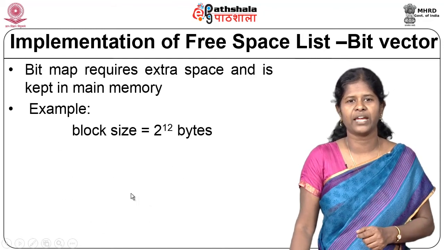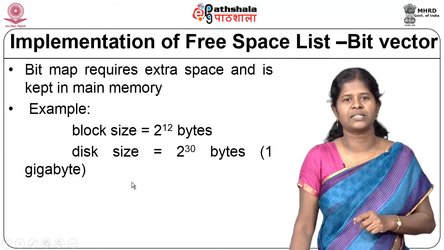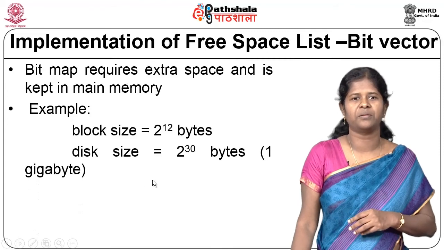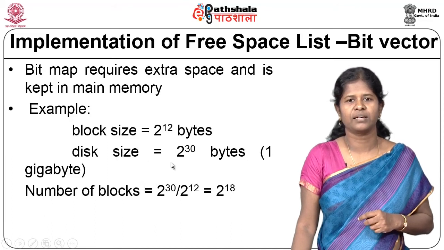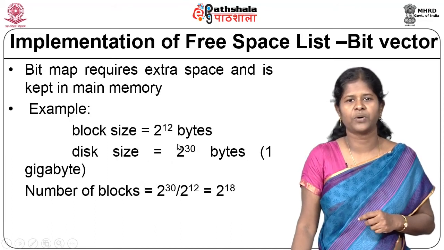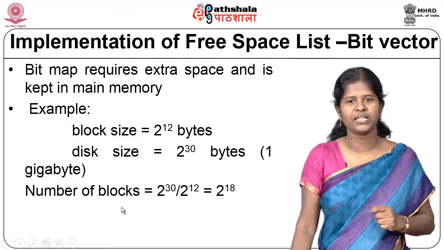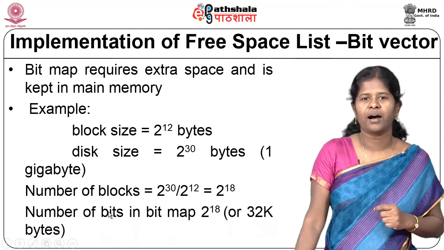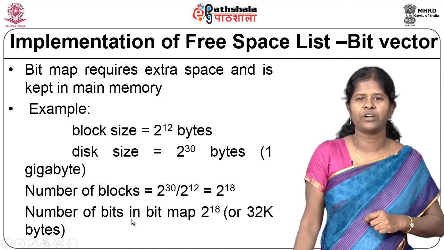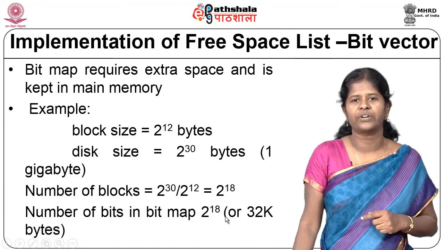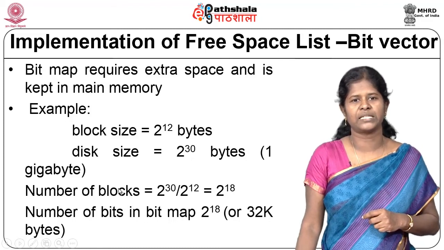Say, for example, the size of a block is 2 power 12 bytes and the size of the disk is 2 power 30 bytes. Hence the number of blocks kept in the disk is 2 power 30 divided by 2 power 12, which is 2 power 18. So you have 2 power 18 disk blocks, which means you need 2 power 18 bits to represent each of these disk blocks, or 32K bytes. If you want to keep 32K bytes in the main memory, then that is an overhead.